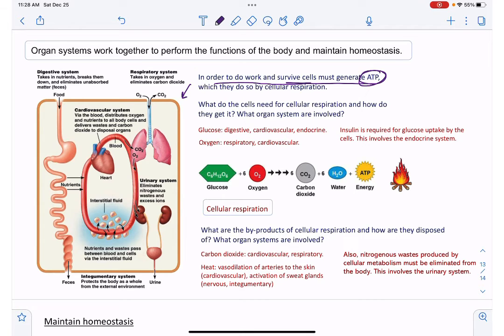And this happens by a process called cellular respiration. And this is the equation for that. And what's happening here is we're taking glucose, we're combining it with oxygen, or the cells are, and they're converting that to ATP. But there's also some byproducts involved here. Carbon dioxide is a byproduct. Water is a byproduct. Heat is a byproduct. Okay, so let's look at all the organ systems that are involved in just making sure that this happens at the cellular level.